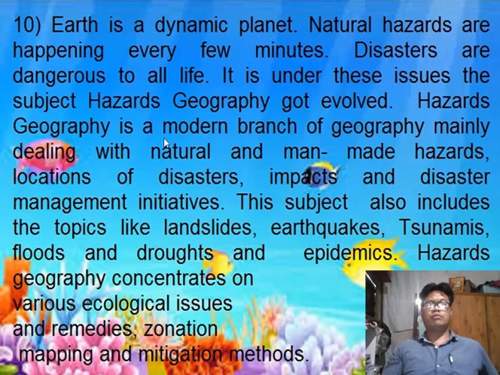Hazard geography is a modern branch of geography mainly dealing with natural and man-made hazards, locations of disasters, impacts and disaster management initiatives. These subjects also include topics like landslides, earthquakes, tsunamis, floods and droughts, and epidemics. Hazard geography concentrates on various ecological issues and remedies, zonation mapping and mitigation methods.